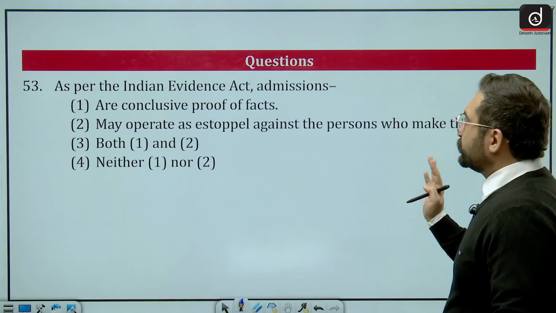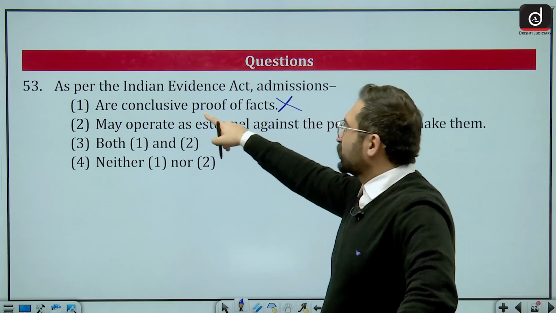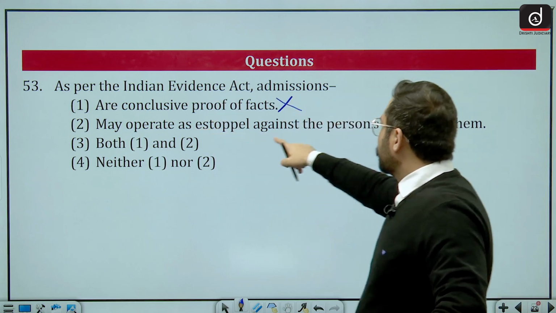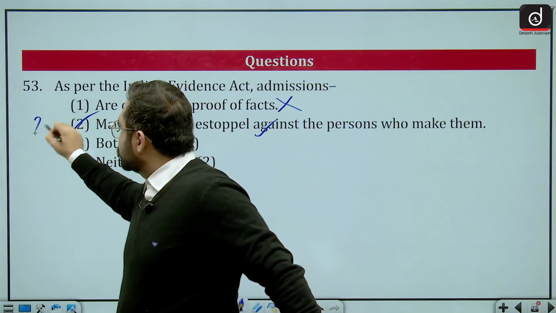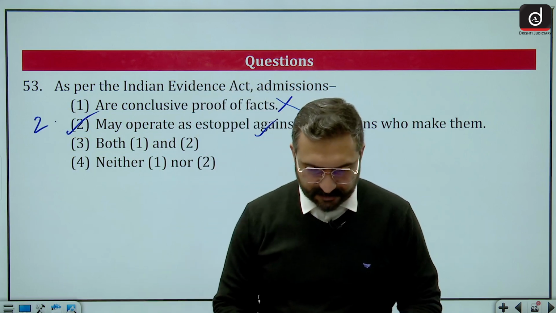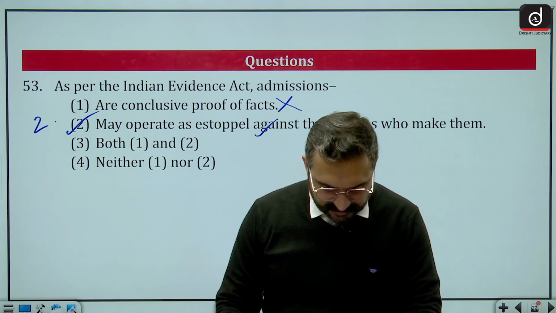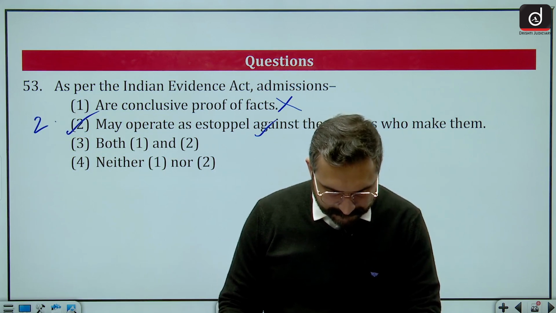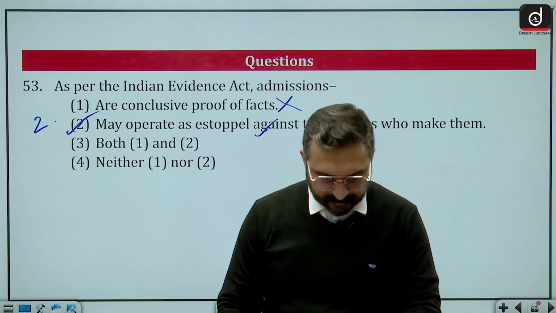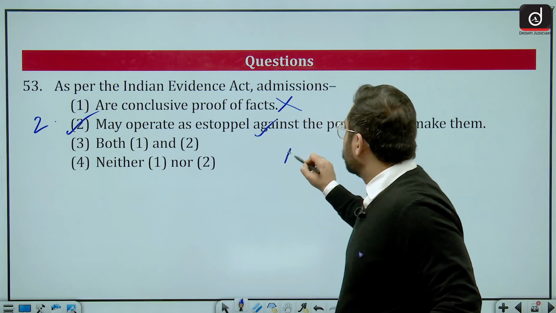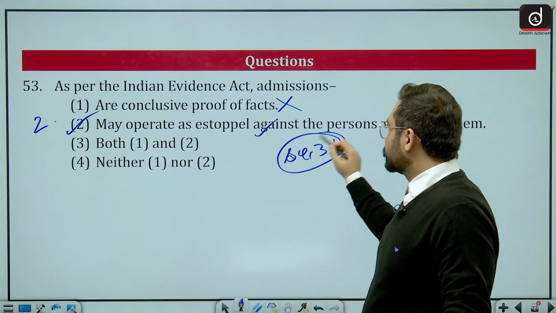Direct questions are coming. As per the Indian Evidence Act, admissions are conclusive proof of the facts. Not at all. It cannot be. Conclusive proof has to be expressly given. Admissions may operate as an estoppel against the person who makes them. This is correct. This is totally correct as far as I remember. And admissions may act as an estoppel. Section 31: it is not conclusive proof but may estop. It may operate as estoppel. Section 31 says so.